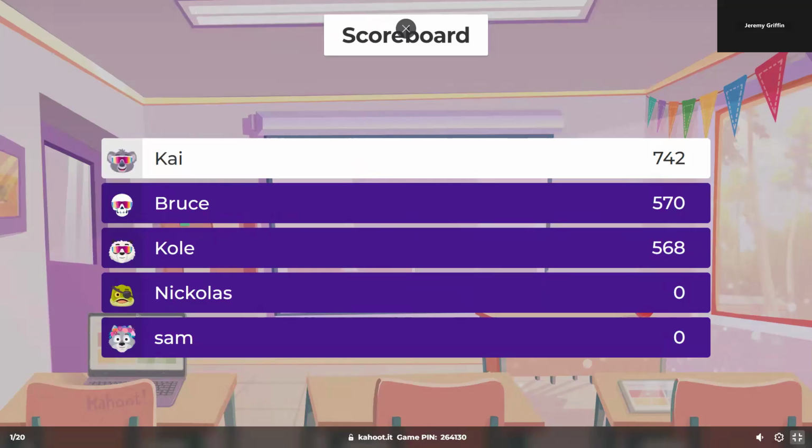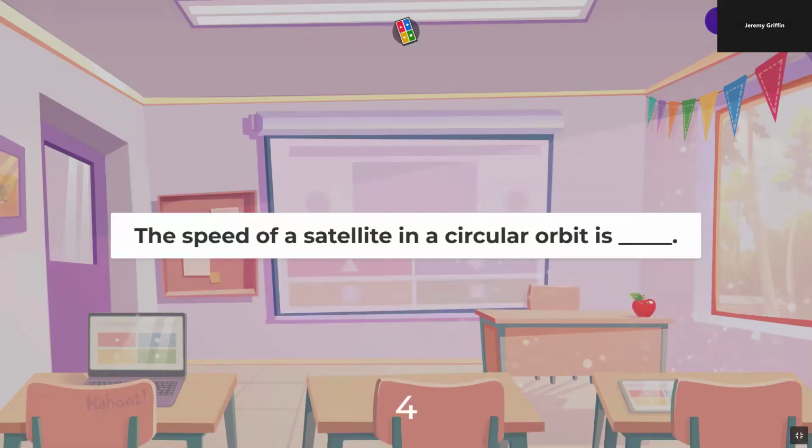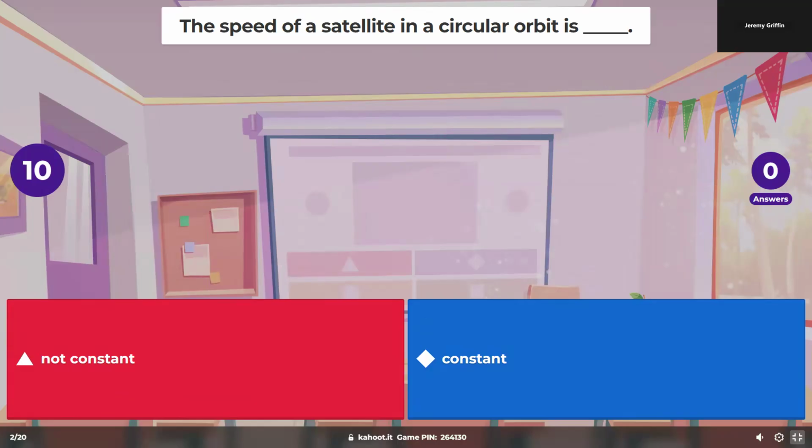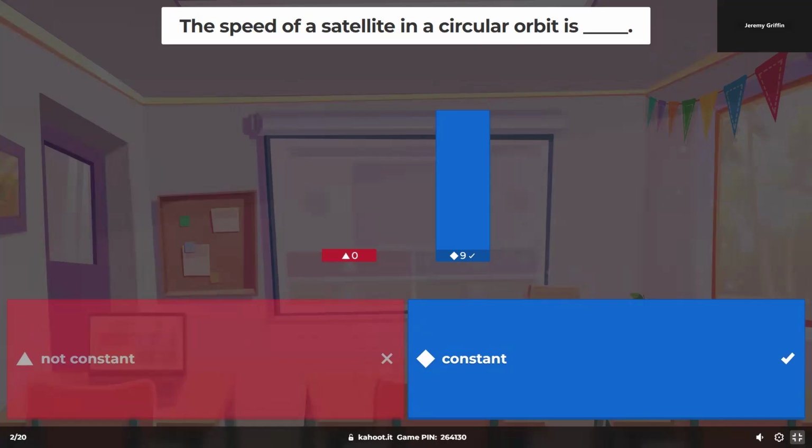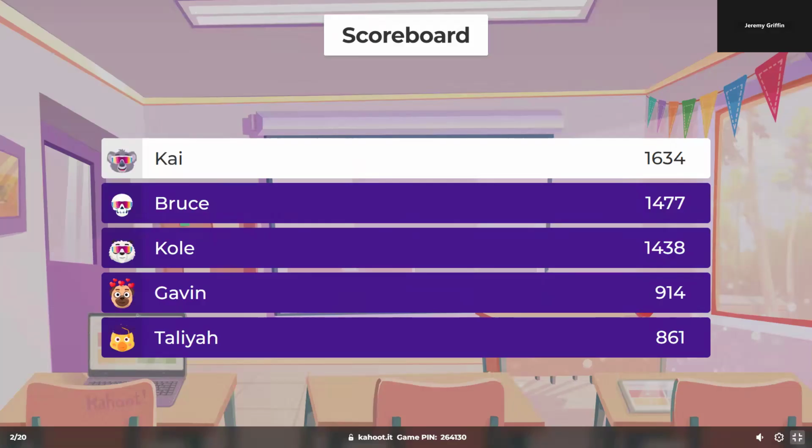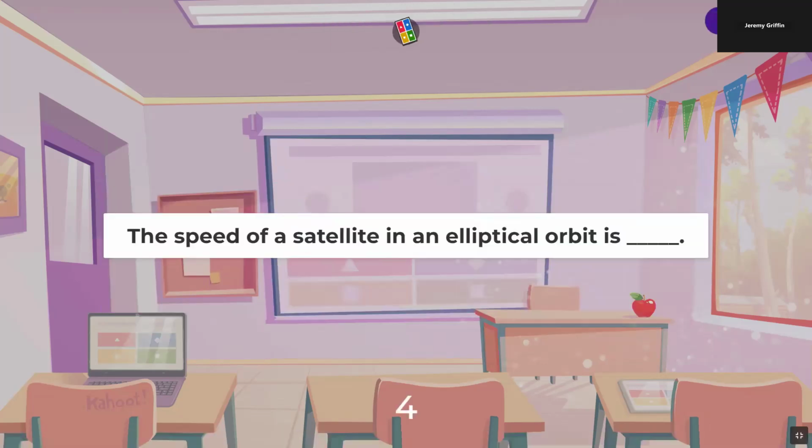Points on the board. Speed of a satellite in circular orbit. Constant speed. All right, everybody getting that? So it's not speeding up or slowing down, as long as the orbit is circular. I got Talia, Gavin, Cole, Bruce, and Kai.